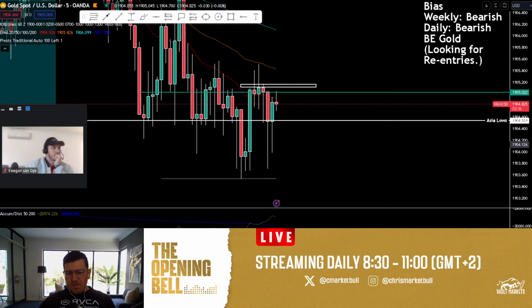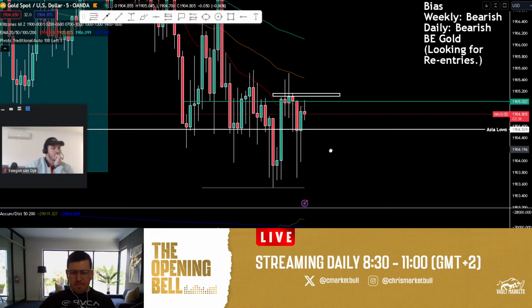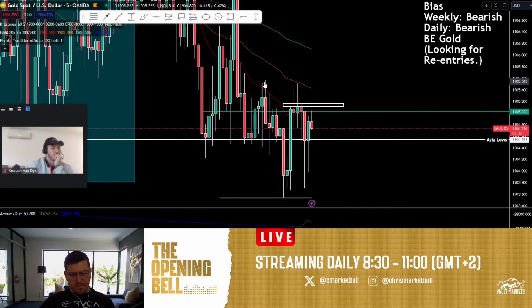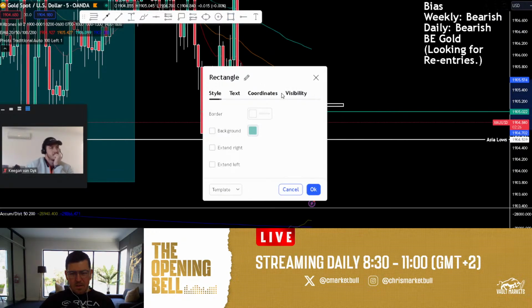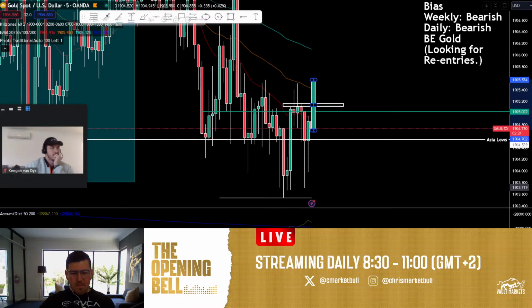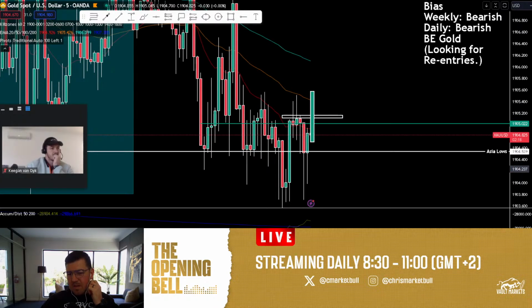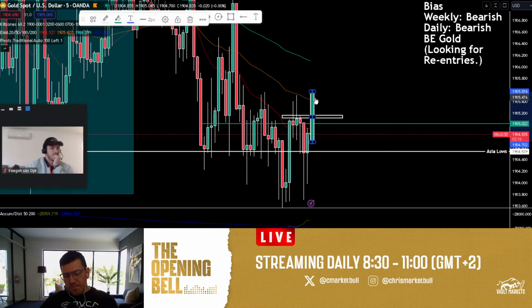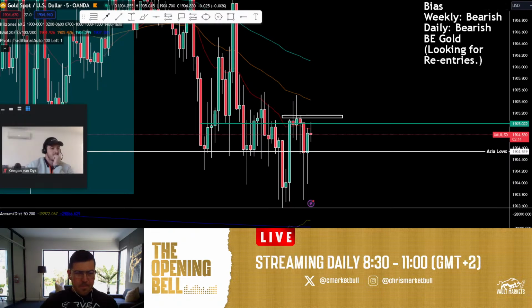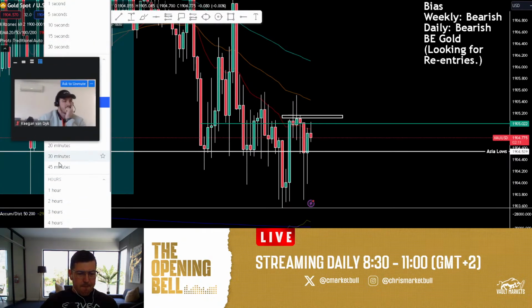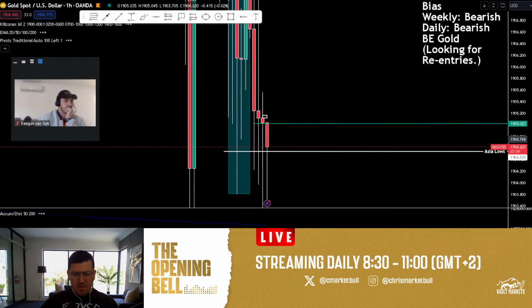Gold holding Asia lows. As mentioned, another opportunity can present itself if we get something like this. Bullish closures above there, and then you can look for potential continuations from these lows. I think the hourly also created a tiny little top wick, but let's see.